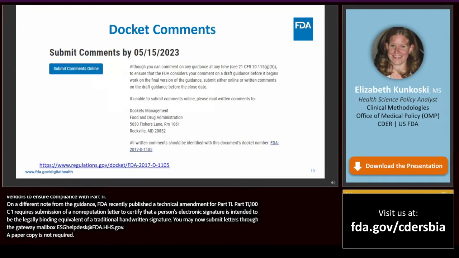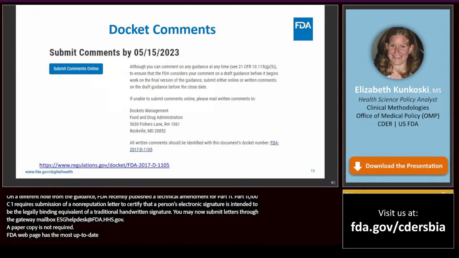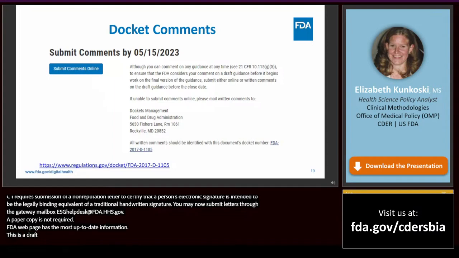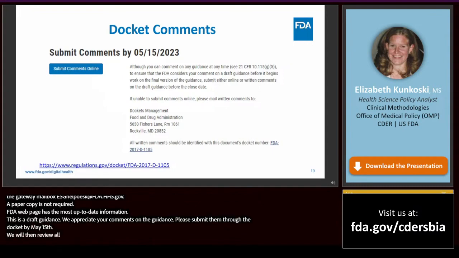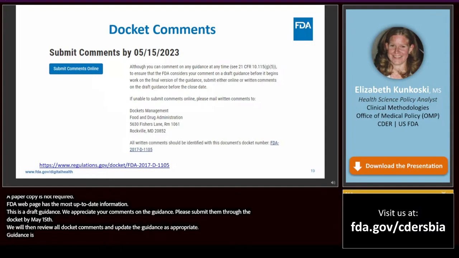This is a draft guidance. We appreciate your comments on the guidance. Please submit them through the docket by May 15th. We will then review all docket comments and update the guidance as appropriate. Guidance is intended to identify policy regarding regulations. 21 CFR Part 11 remains in place and must be interpreted in our current technological environment. Please keep this in mind as you submit your docket comments.